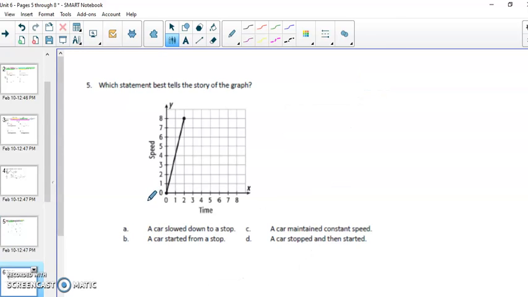Which statement best tells the story of the graph? We have time and speed, so something happens, but we are speeding up. Okay, we're going faster. A car slowed to a stop? Nope. A car started from a stop? Maybe. A car maintained constant speed? We said, no, we're going faster. A car stopped, then started. That doesn't seem right either. So this is choice B.